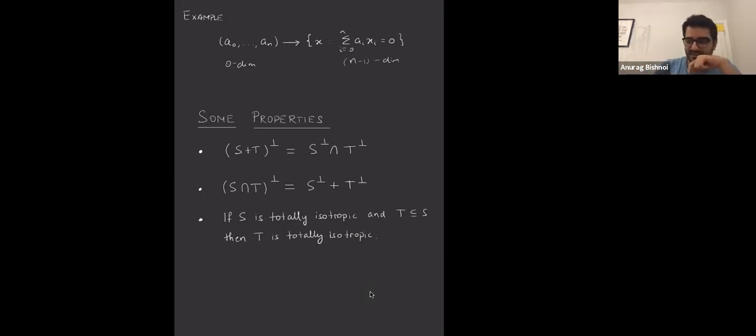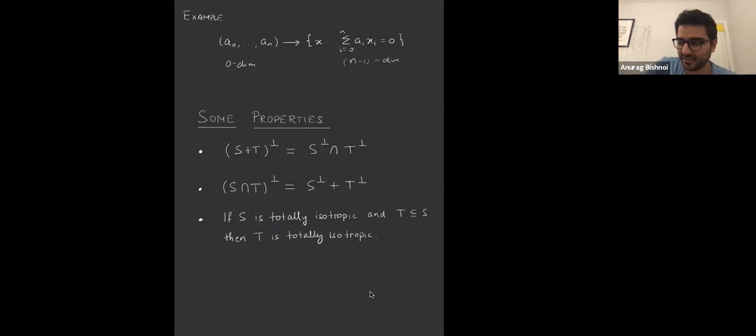There are some very basic properties that you can prove just from the definition that I gave you, but it's good to have these in mind, and you can prove them yourself. Firstly, if you have any two projective subspaces, which correspond to vector subspaces of one higher dimension, you can take their span, S plus T. If you take the perp of that, then this is in fact S perp intersection T perp. And in the other direction, S intersection T perp is in fact S perp plus T perp. Try to prove it just from the definition I gave you.